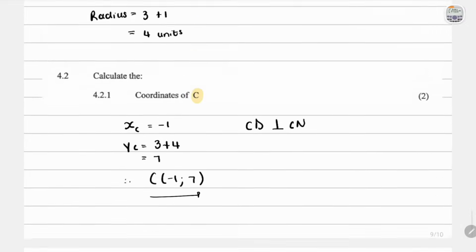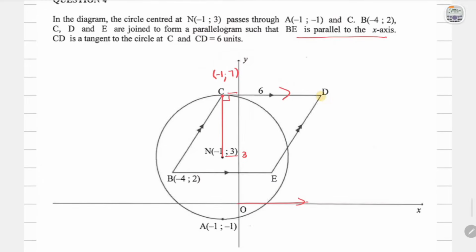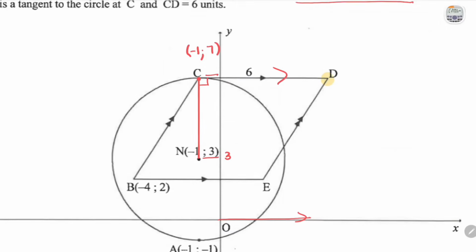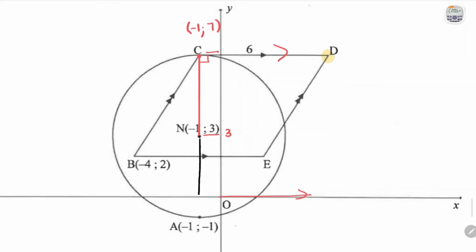Question 4.2.2, we need to find the coordinates of D. So D is over here. That would be the same principle really, because this is a vertical line and it is perpendicular to CD. CD is a horizontal line. You know that the x value here was negative 1. So we're really just moving from negative 1, and CD is exactly 6 units. So you're moving 6 units to the right to get to D.